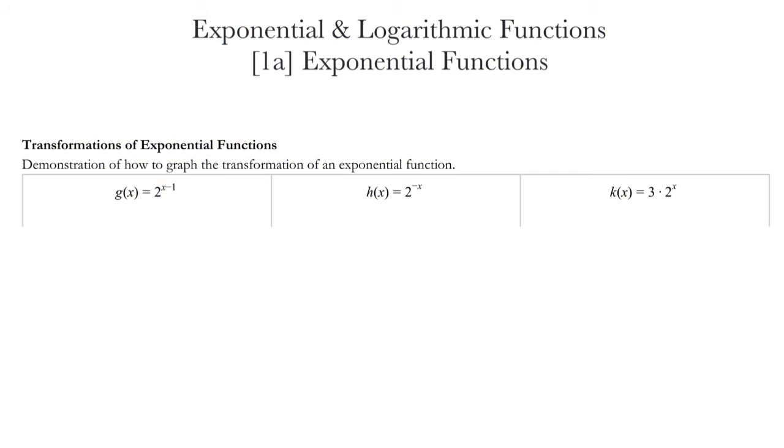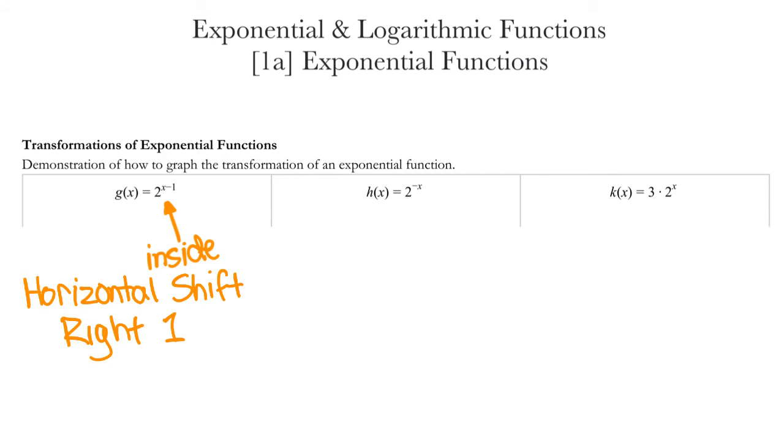The last thing we'll do together is identify transformations of exponential functions. We have 3 functions to check out. g, h, and k. So let's look at g first. I notice that 1 is being subtracted from x. And that's happening on the inside of the function, meaning it affects the x value. So compared to the function 2 to the x, 2 to the x minus 1 is shifted to the right 1 unit.